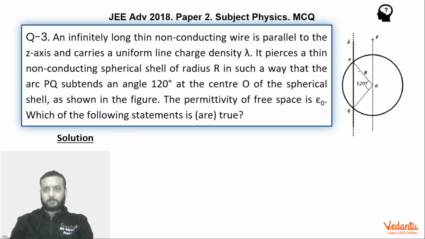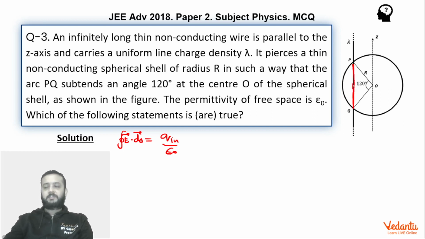So question is fairly simple. We can see that for finding the flux, we can simply use Gauss law. So basically integral E dot ds will be equal to Q enclosed upon epsilon naught. So let's find the charge which is enclosed within the sphere.